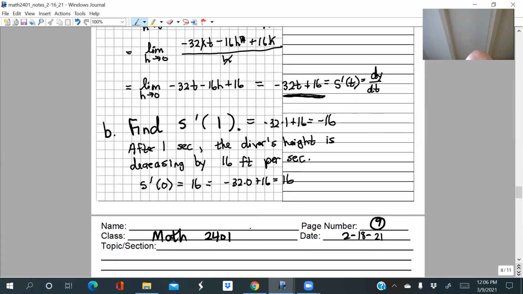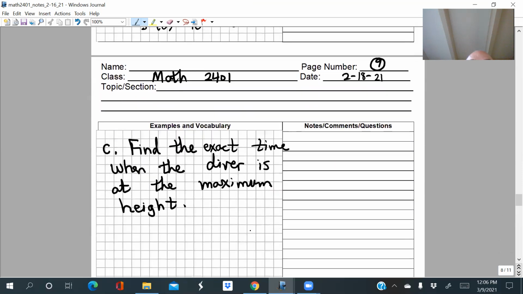Well, actually, that brings up a question then. At what time then was the diver's height maximum? So when did the diver reach the maximum height? By the way, if you take your original formula, not the rate of change formula, and set that to 0, that's going to give you minus 16t squared plus 16t plus 32 equals 0.